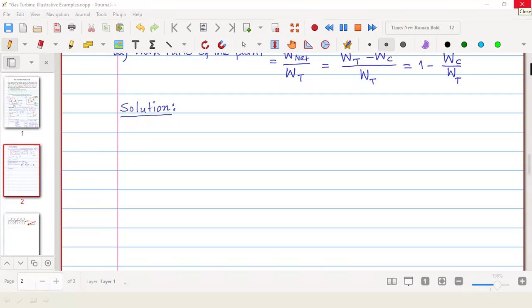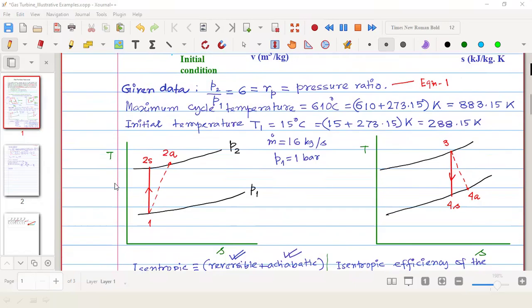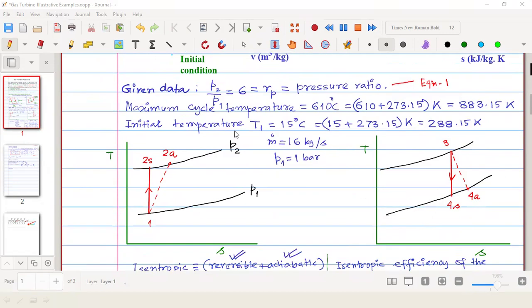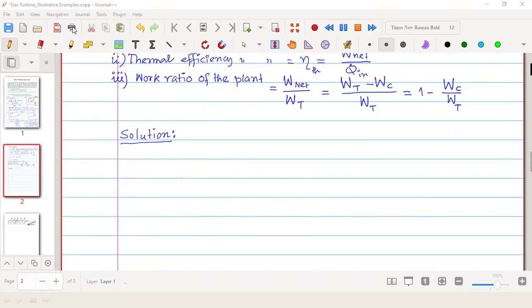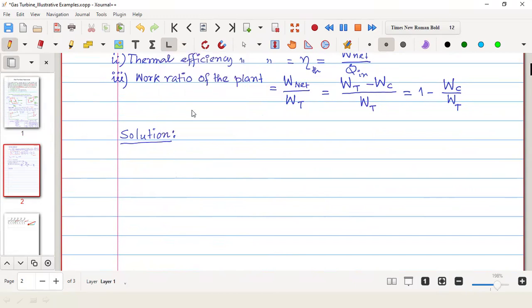Now, first let us draw the actual cycle diagram, because as we know, these processes deviate from the isentropic process. So there will be a deviation in the cycle also. So let us draw the actual cycle diagram, and then we will solve the problem accordingly.